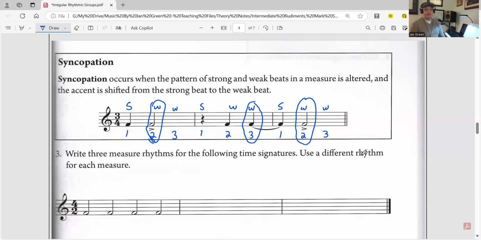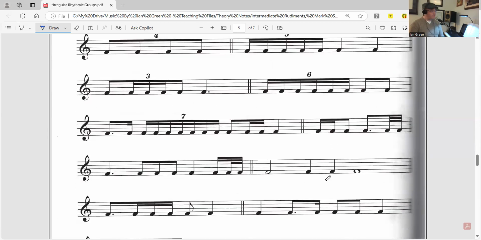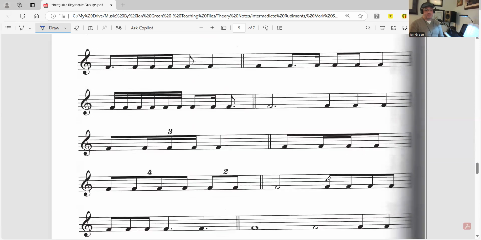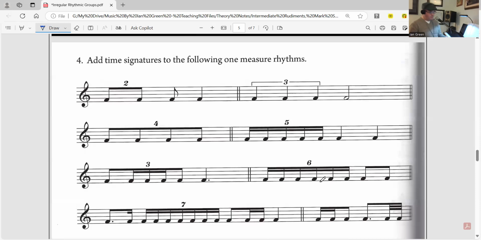Now let's take a look at a couple of examples on page 67 together. What we want to do is look at filling in the correct time signature. So we know that this could be compound time because of the duplet. 1, 2, 3, 4, 5, 6. So this could be 6/8.